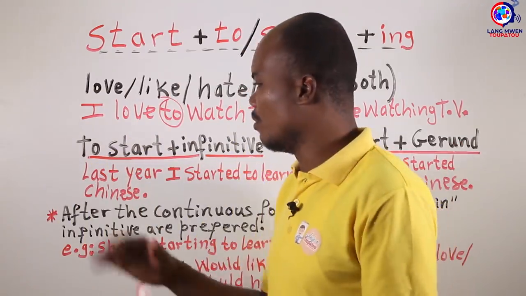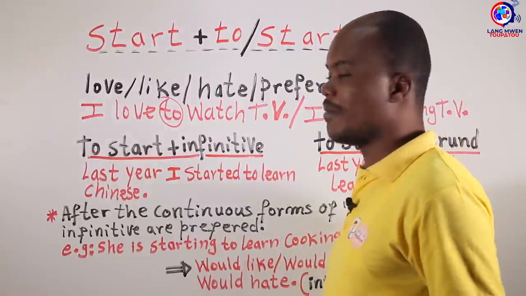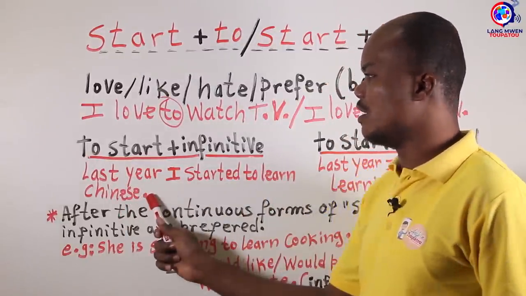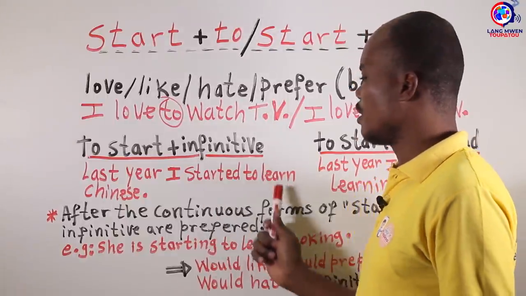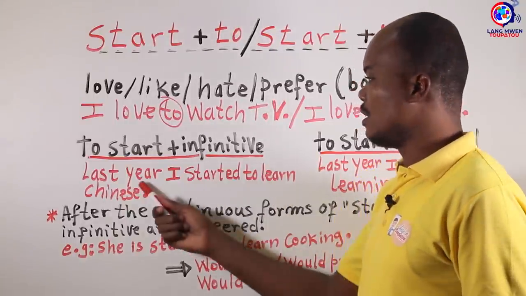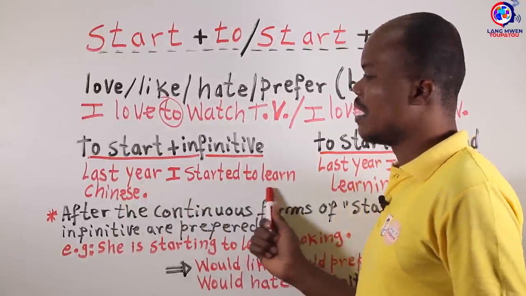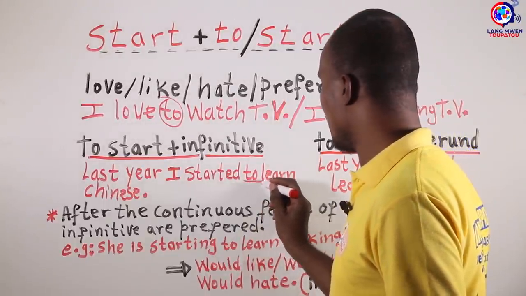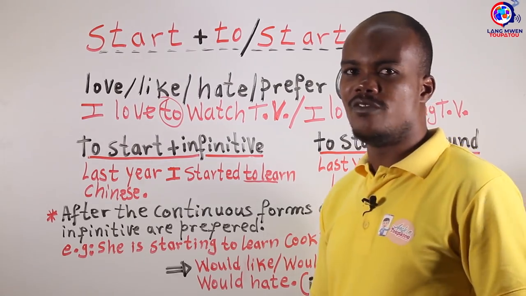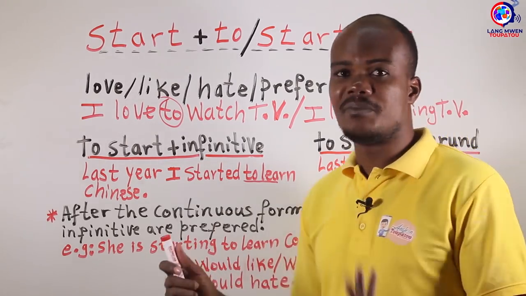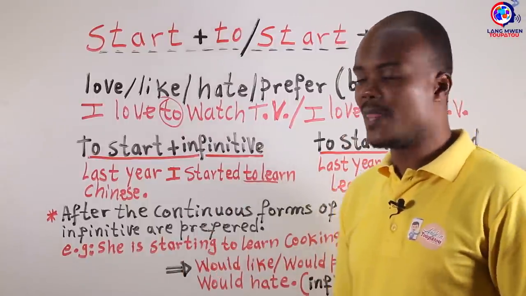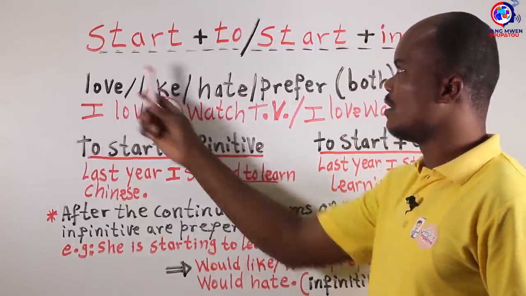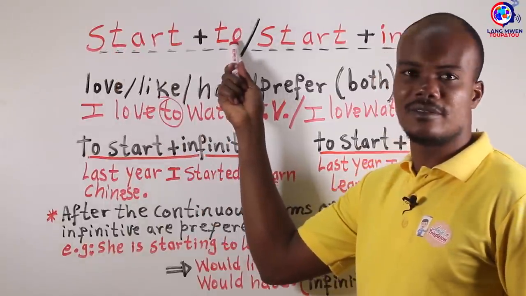Let me give you an example to make you understand. For example, last year I started to learn Chinese. On dit l'année dernière, moi j'ai commencé à apprendre chinois. Qui sont remarqué là? Je mettais deuxième verbe ça à l'infinitif. Après le verbe to start that I use in the past, que moi utilisé au passé là. Deuxième verbe qui vient, qui c'est le verbe to learn, il y a l'infinitif. Ça veut dire c'est ça, il est to start plus to.